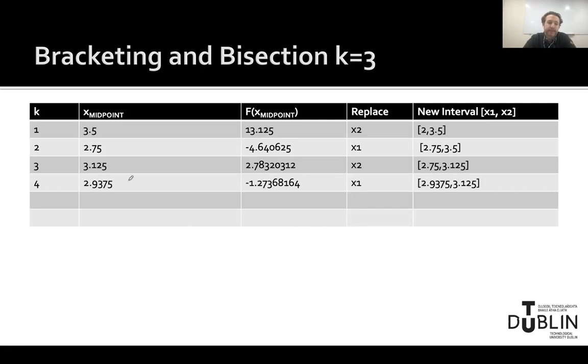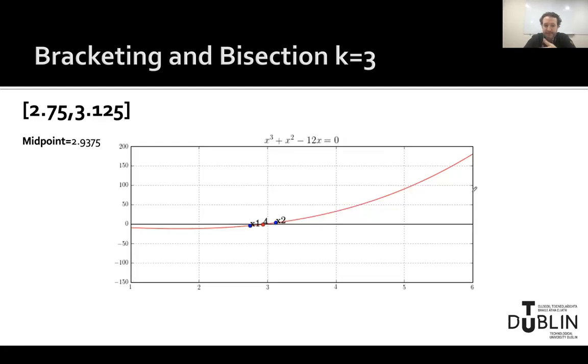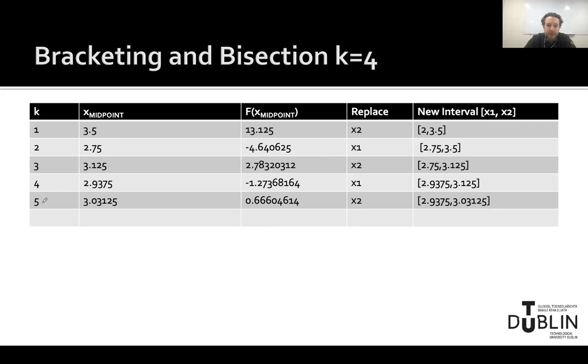We go again. The midpoint between 2.75 and 3.125 is 2.9375. The f of that is minus. So we replace, and now our interval is 2.9375 and 3.125. And you keep doing this. You see it's just below the line, and we're getting closer and closer. So the midpoint of 2.9375 and 3.125 is 3.03. The f of that is 0.66. So it's getting very close to 0.